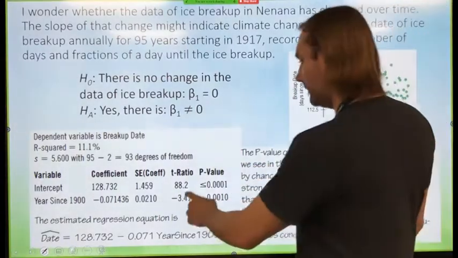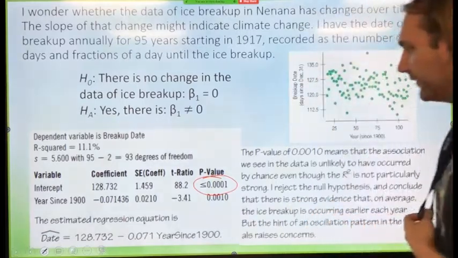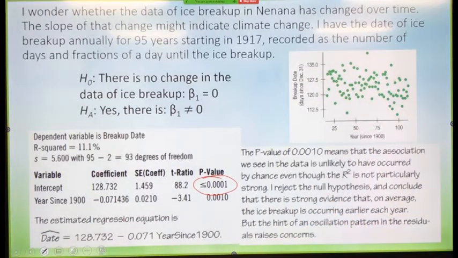What do we have here? So I see my P level is very small. That's the first thing I want to look at. With it that small, I'm going to reject the null hypothesis and conclude that there is strong evidence that on average the ice breakup is occurring earlier each year. But the hint of an oscillation pattern in the residuals raises some concerns.